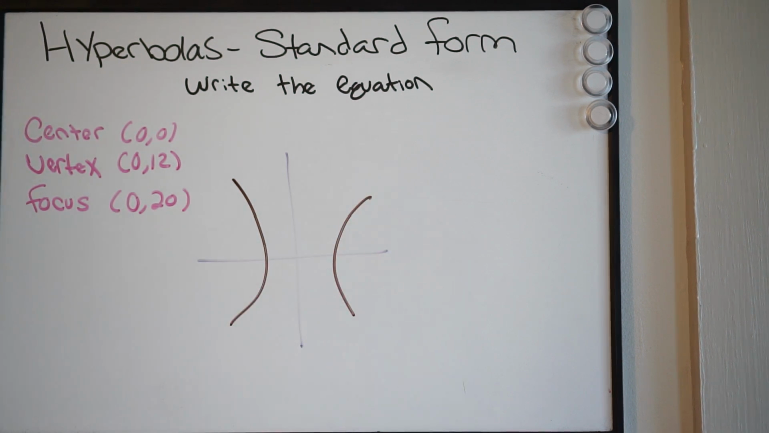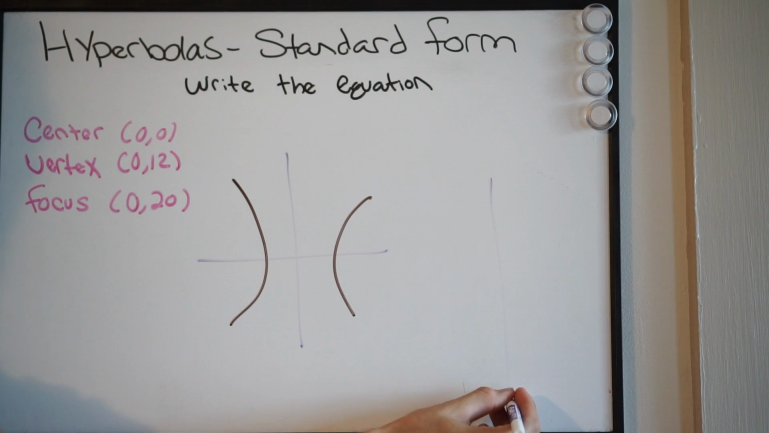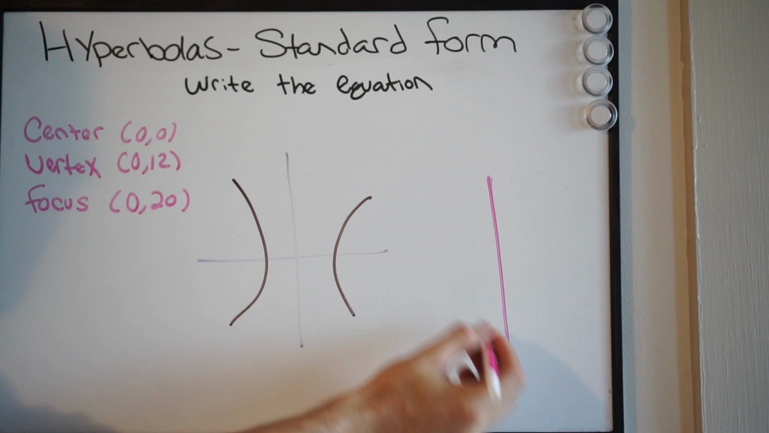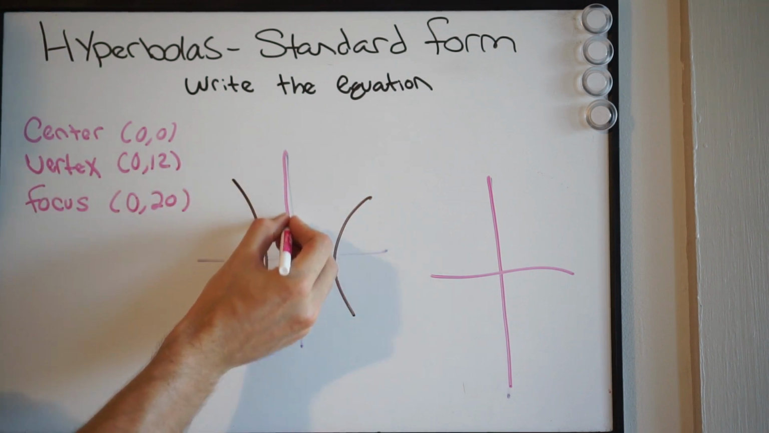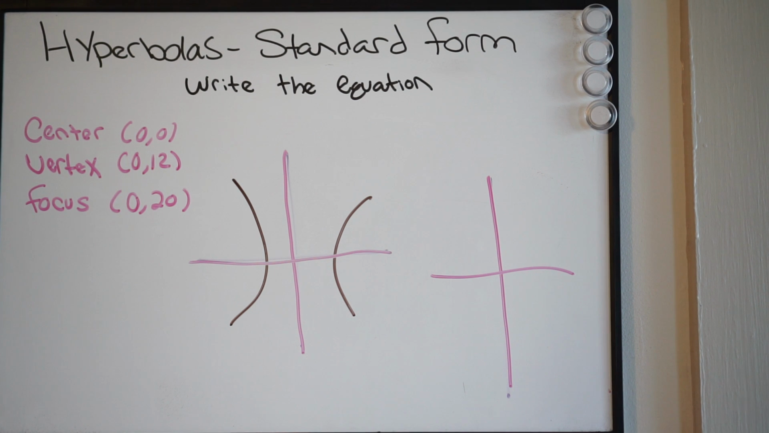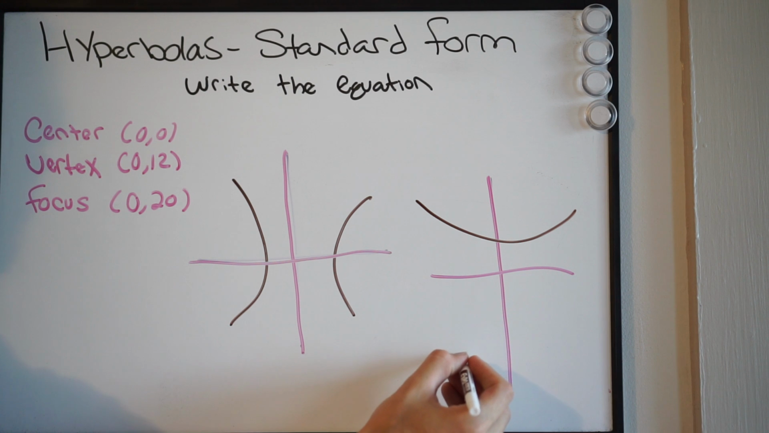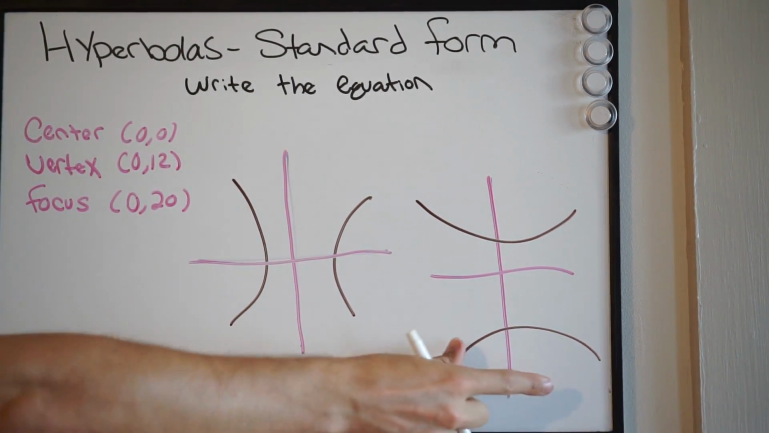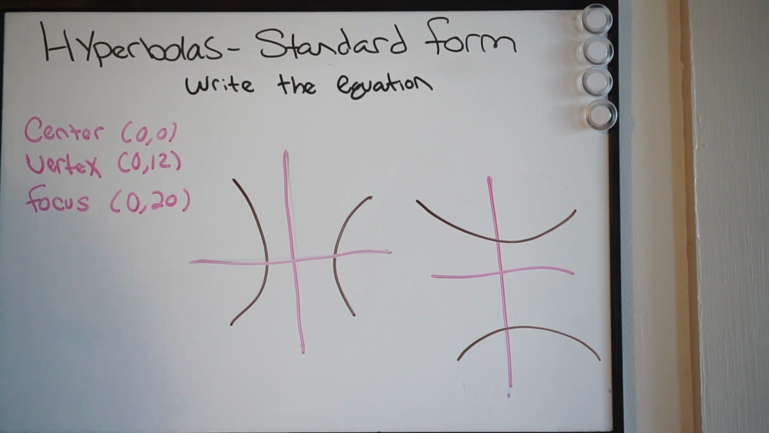If we have a vertical, well, it's just going to be the opposite. So let's do this in a different color. Vertical will look like this. So again, horizontal, vertical. All right, so we need to determine what we're dealing with here.